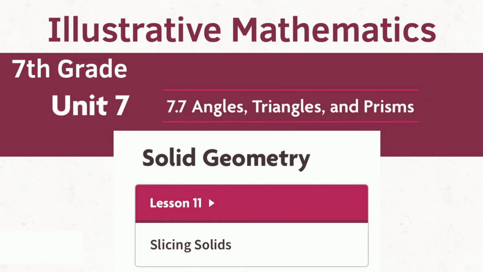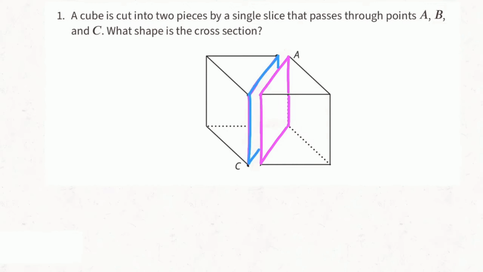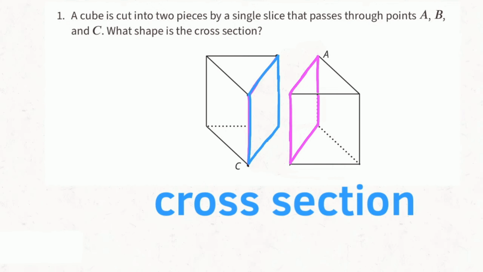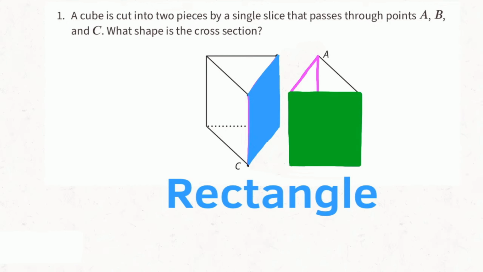Seventh grade Illustrative Mathematics, Unit 7, Lesson 11, Slicing Solids. Problem number 1. A cube is cut into 2 pieces by a single slice that passes through points A, B, and C. What shape is the cross section? Here's the slice through points A, B, and C, and you can see that the cross section is in the shape of a rectangle, just like this green face is a rectangle.